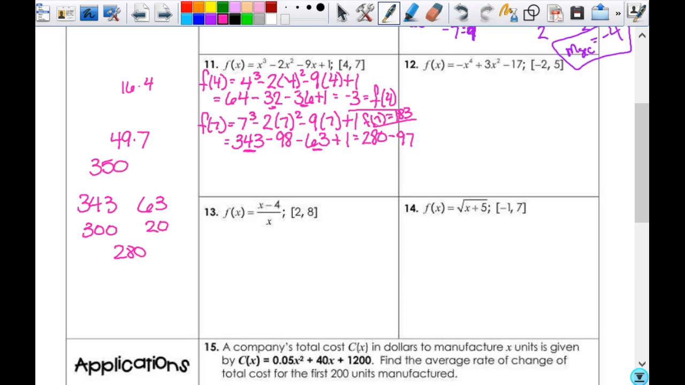Okay. Are we all good? So now I come in here and do slope of my secant line. That is f of 7 minus f of 4 over 7 minus 4. That's 183 minus a negative 3 over 3. 186 over 3.